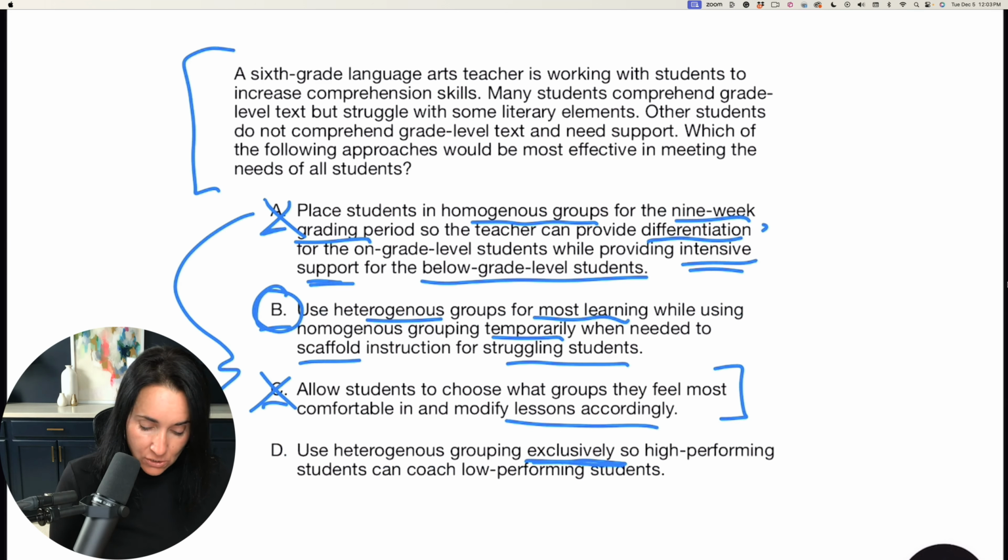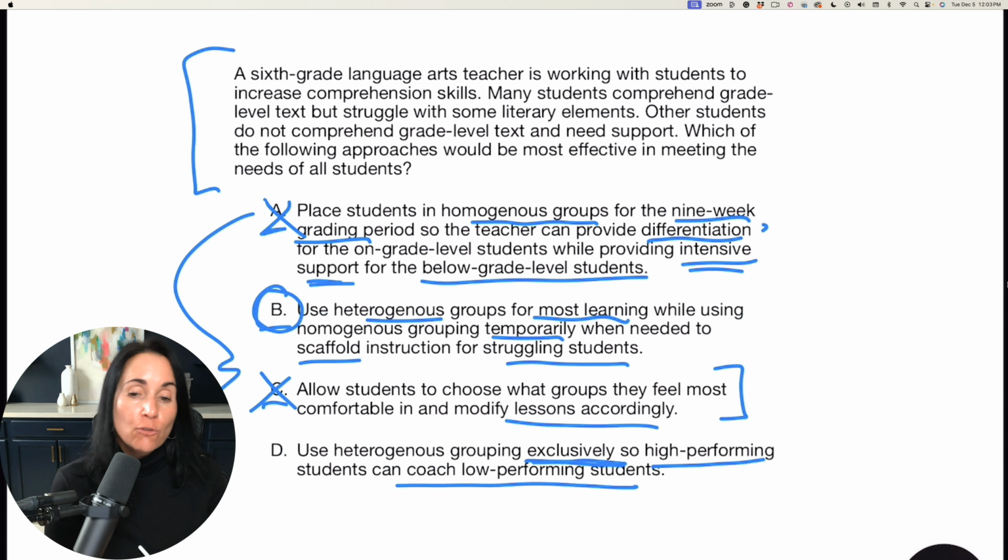And using it exclusively so high-performing students can coach low-performing students. We do not want to place the onus on our high-performing students to coach our low-performing students. Does it happen in heterogeneous groups? Yes, and that's part of the magic. If you have a student struggling to pronounce a word or figure something out, another student who understands it might step in and say, hey, it's pronounced this way, or this is how you read the word. That's good stuff there. But we do not want to rely on our high-performing students to scaffold instruction for our low performers. That's our job as teachers.